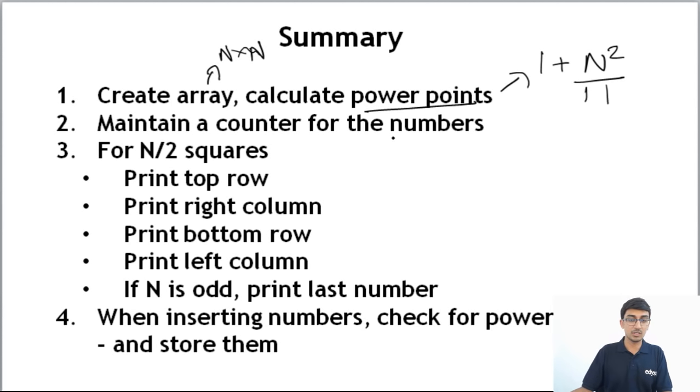Maintain a counter for the numbers. We saw how to do that. Then we created 4 different loops. For each of these n by 2 squares, we started a loop. We did a print top row, print right column, print bottom row, print left column. And if n is odd, then we printed the last number as well. That was the last thing we did.